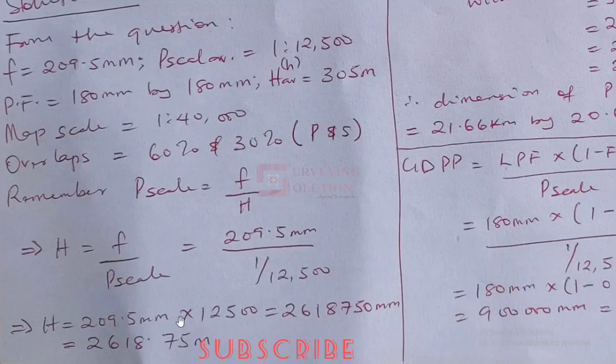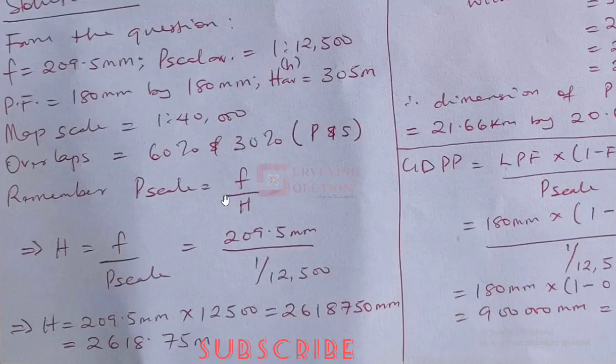So for you to convert this millimeter to meter, is the same thing as multiplying by 10 raised to power minus 3. Milli is actually the prefix, it represents 10 raised to power minus 3, right? Which simply means dividing by 1000. So if you divide that value you have there, please, you need to press these things on your calculator. You should be able to arrive at 2618.75. So that's actually the flying height, right?